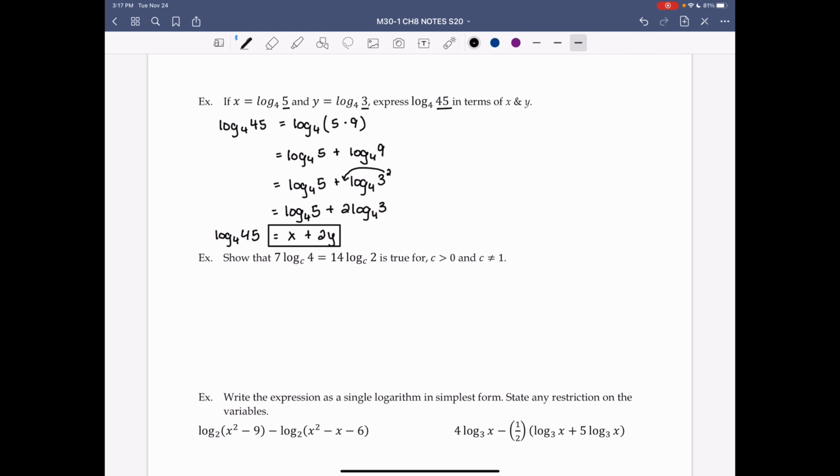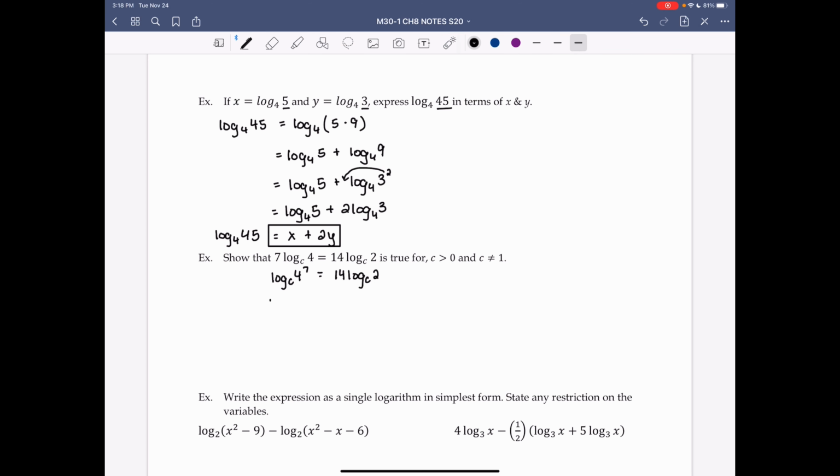Show that 7 log base C of 4 equals 14 log base C of 2 is true for C greater than 0 and C not equal to 1. 7 log base C of 4, I can use the exponent law and write the coefficient of 7 as an exponent on the 4. Then I get log base C of 4 to the power of 7 equals 14 log base C of 2. I want to get an argument that has 2, since that's what I have here. I can rewrite 4 as a power of 2.